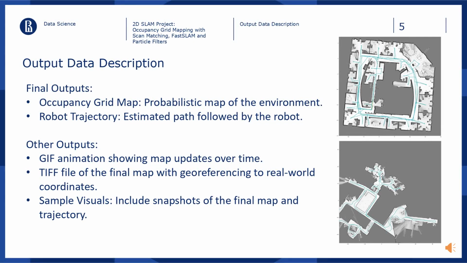After running the application, our final output includes an occupancy grid map, a probabilistic map showing the environment, and a robot trajectory that estimates the path followed by the robot. The image of the final result of each dataset is shown. These appear quite similar to the ground truth shown in the previous slide. Additionally, output includes a GIF animation that shows the map updating over time and a TIFF file for the final map, georeferenced to real-world coordinates for each lab.